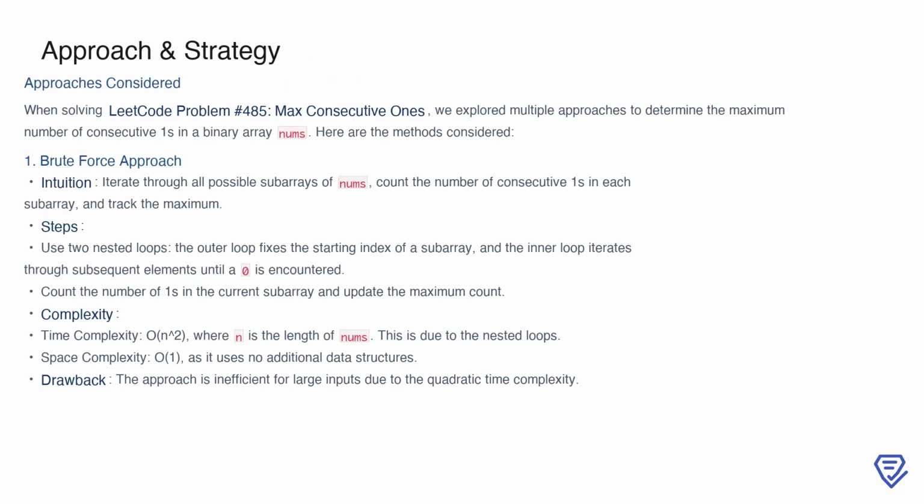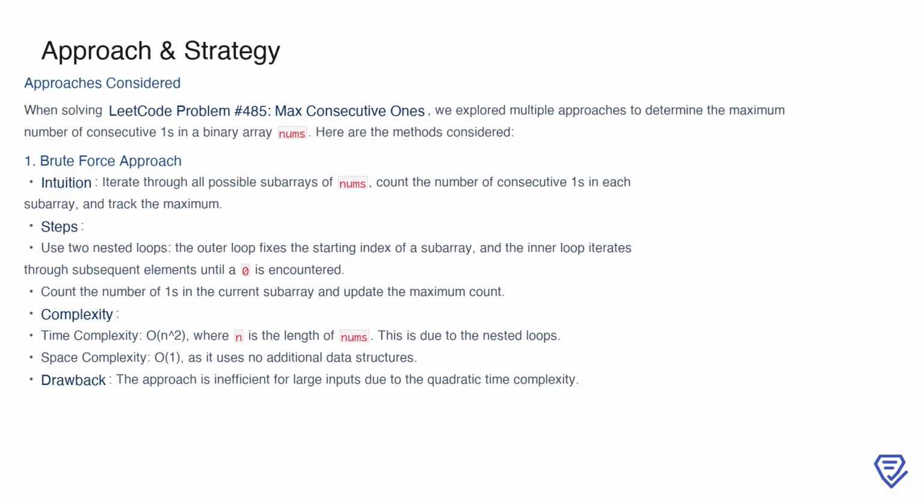To solve LeetCode problem number 485, the goal is to find the maximum number of consecutive ones in a binary array. One of the approaches we considered was the brute force method. The intuition behind this method is straightforward. We iterate through all possible subarrays of the input array, count the number of consecutive ones in each subarray, and keep track of the maximum count. This can be implemented using 2 nested loops, one to fix the starting index of the subarray, and the other to iterate through the following elements until we encounter a 0.